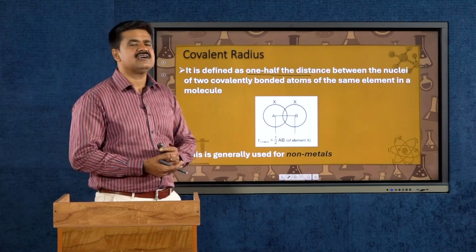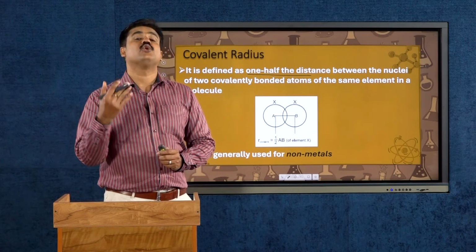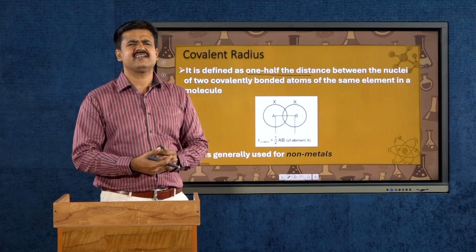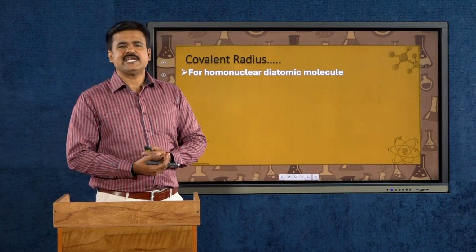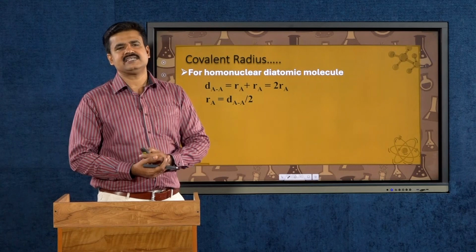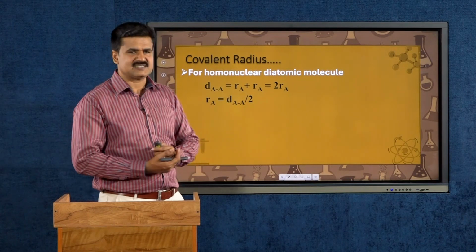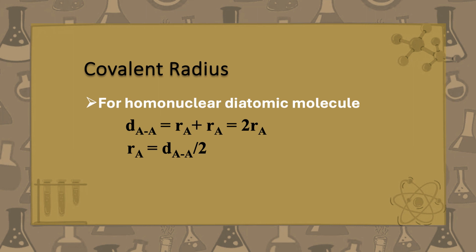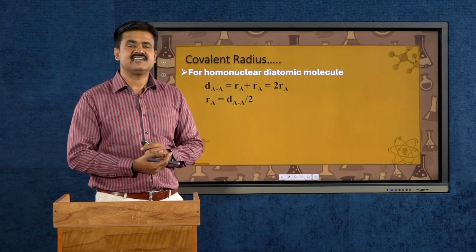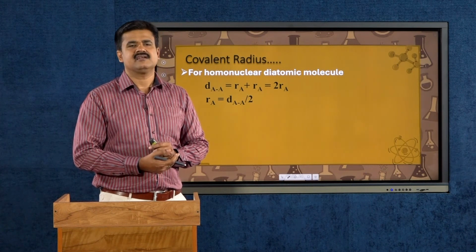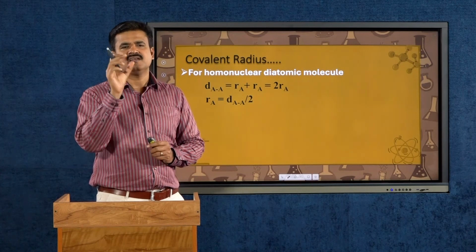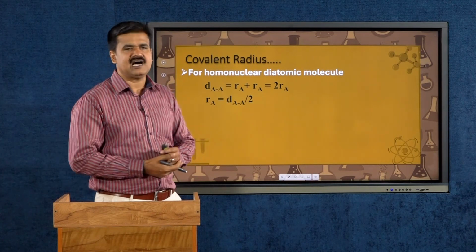This is generally used for studying non-metals. That means the concept of covalent radii is mainly applicable to non-metals. For homonuclear diatomic molecules, we can calculate the covalent radius by using this simple expression. DAA is equal to RA plus RA, that is equal to 2RA, and RA is equal to DAA by 2, where DAA is the distance between the centers of the nuclei of 2 atoms A. That is, A to A distance divided by 2 simply represents RA.